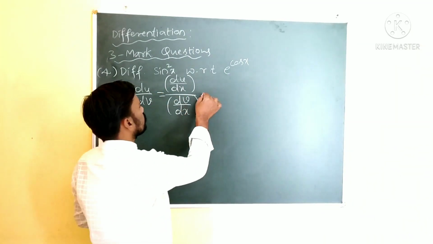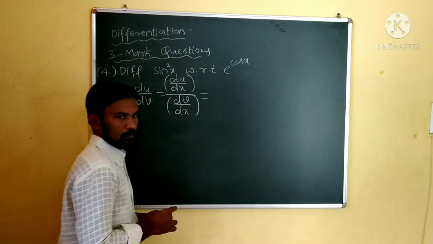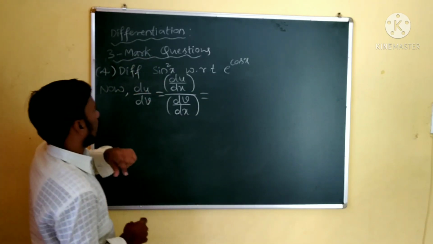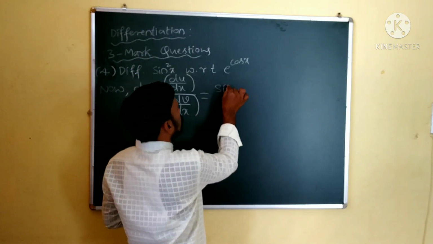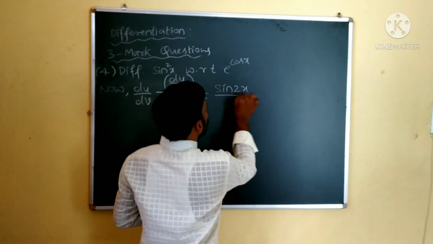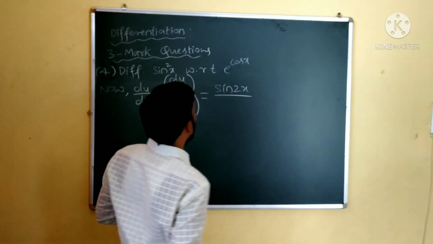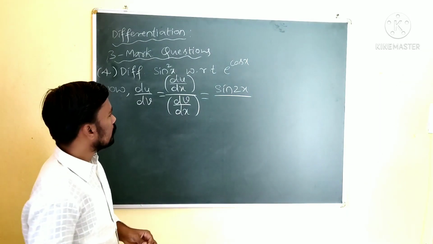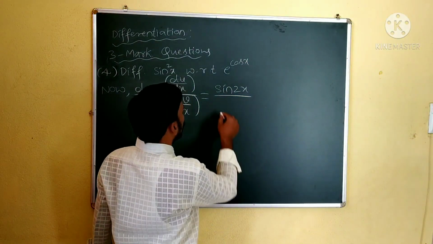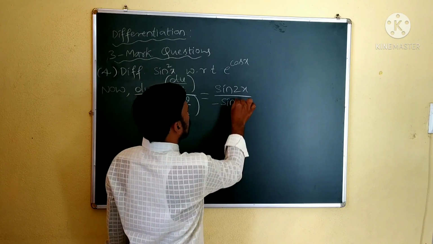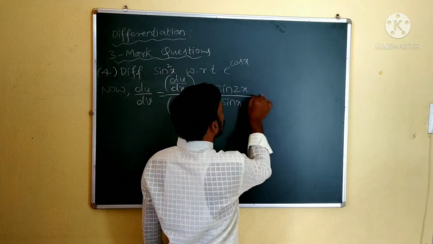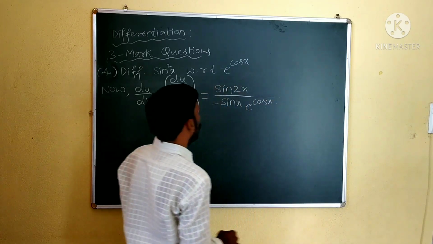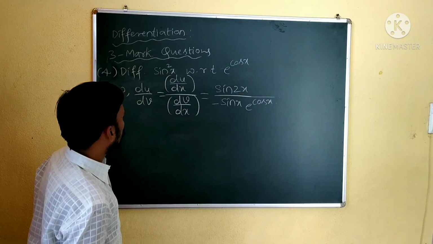Now du by dx value, you know how much it is. Look at equation number 1. Du by dx is nothing but the derivative of the first function. It is sin 2x, divided by the derivative of the second function. See the second equation. Dv by dx value is minus sin x into e to the power of cos x. So which is the required answer.